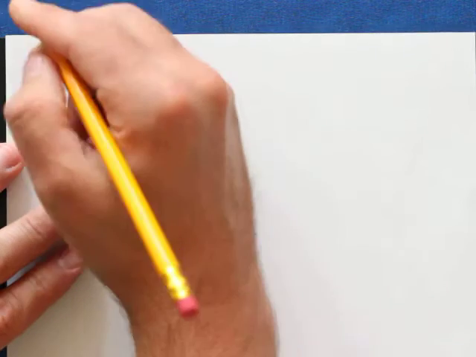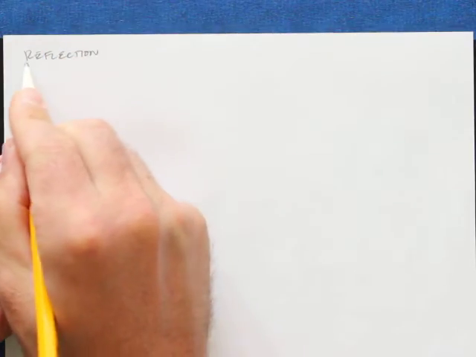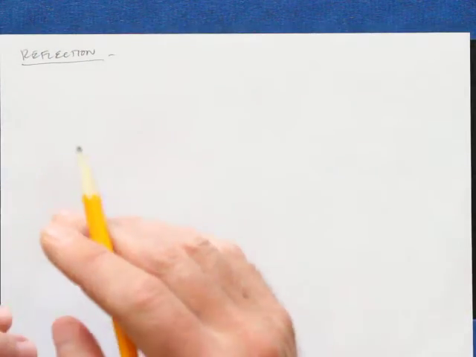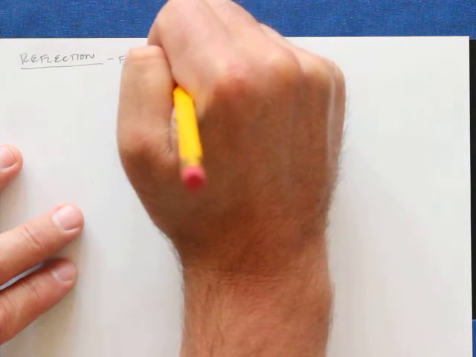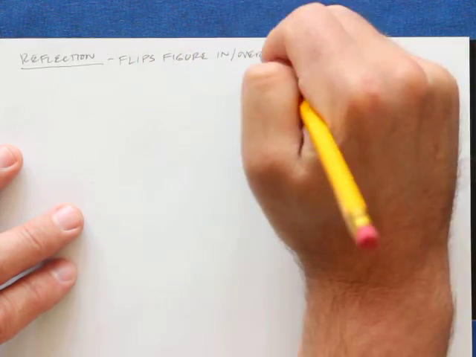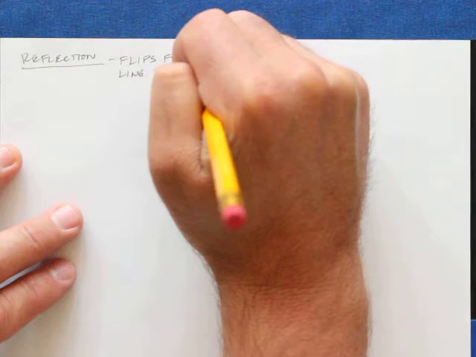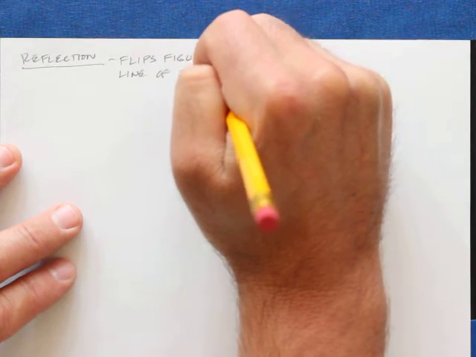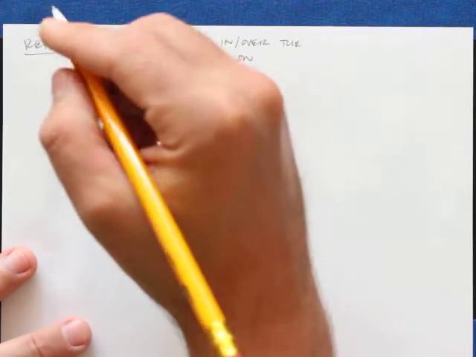A reflection. A reflection flips a figure in or over the line of reflection. So a reflection flips the figure over the line of reflection. Let's see what an example of this might look like.